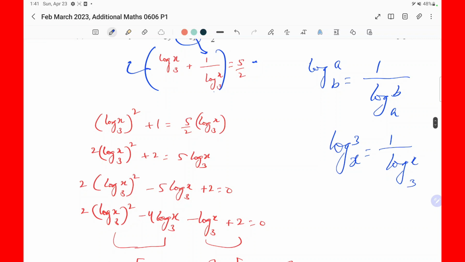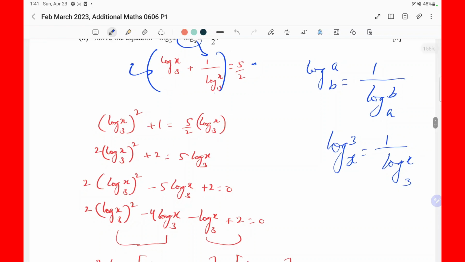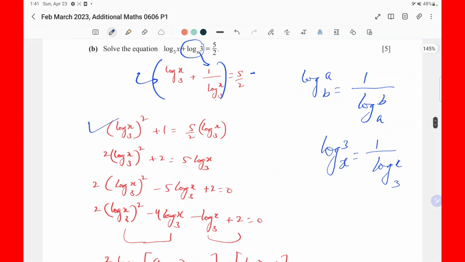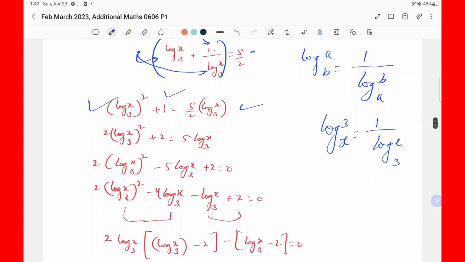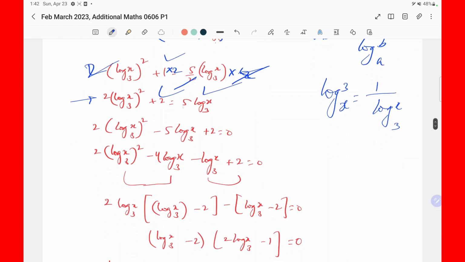Now I multiply log x base 3 over here as well as over here. So log x base 3 times log x base 3 is log x base 3 whole square, and 1 over log x base 3 will cancel when you multiply, you will get 1, and 5 over 2 times log x base 3, you will get that. Now just multiply 2 here, here, here, and here. 2 and 2 get cancelled. So this is 2 log x base 3 whole square, 1 times 2 that's 2, and this is 5 log x base 3.